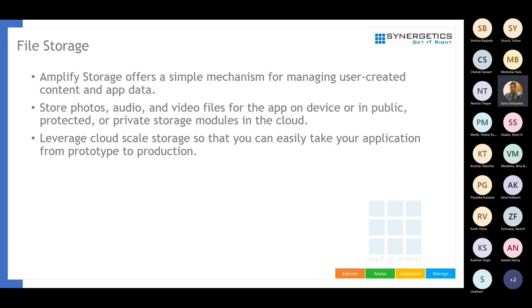File storage is a functionality that offers a simple mechanism for managing user-created content and application data. Means within your application, you may be using different kinds of static assets like images, audio, video, CSS, JavaScript files. So you can store the photos, audio, video files for your application on device or in the public, protected, or private storage modules in the cloud. Simply you can create an S3 bucket and put all these static assets inside it, so that you can control who can access and who cannot access. That access you can configure from the file storage section of your Amplify Studio.